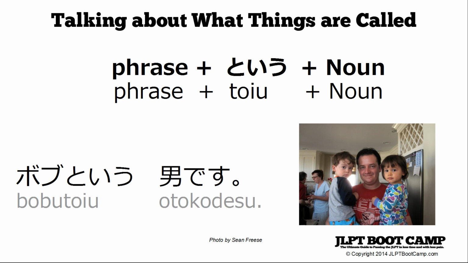But your friend, he's using the structure that we use to talk about what things are called. Usually this can be a noun, but can be broadened to a phrase. Plus toiu and then noun. So this object is called, phrase is how you translate that. For example, you've probably seen this example before, talking about people's names. Bobu toiu otoko desu. This is a man named or called Bob. And this is used for a variety of different things. People's names, book titles, movies, games, and things like that, when you want to talk about what something is called.